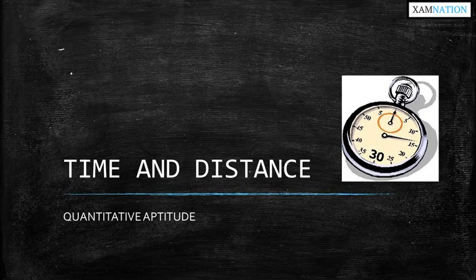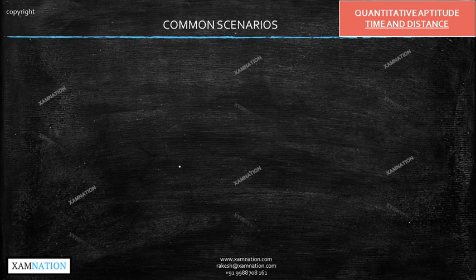Yeah, hello students. So today we are going to take another important chapter of quantitative aptitude, which is called time and distance, or time, speed and distance. So let's see some of the common scenarios where we find usage of the terms time and distance.